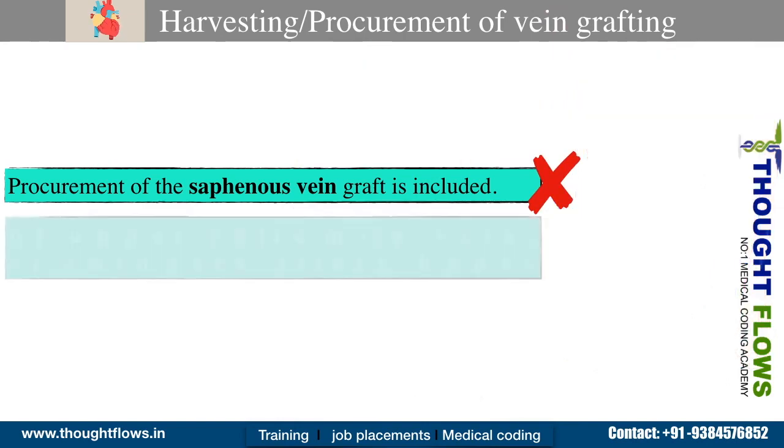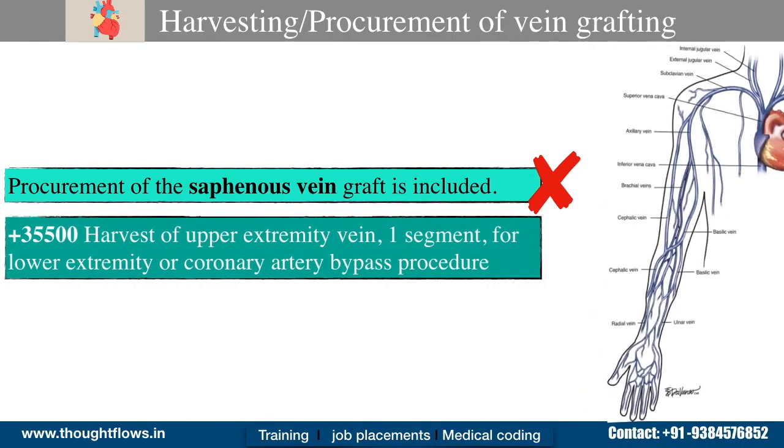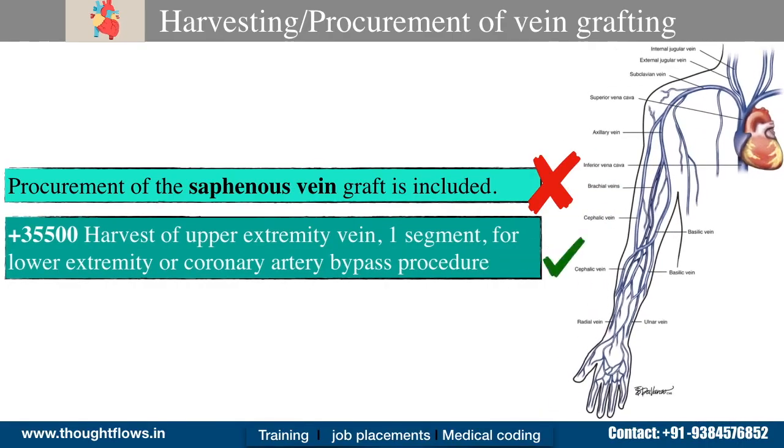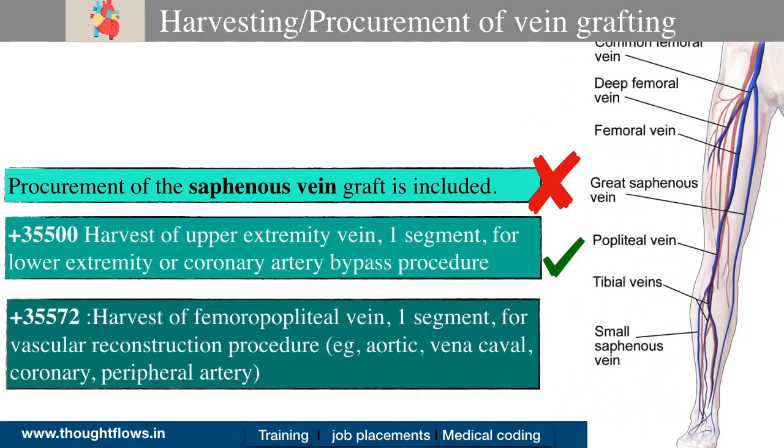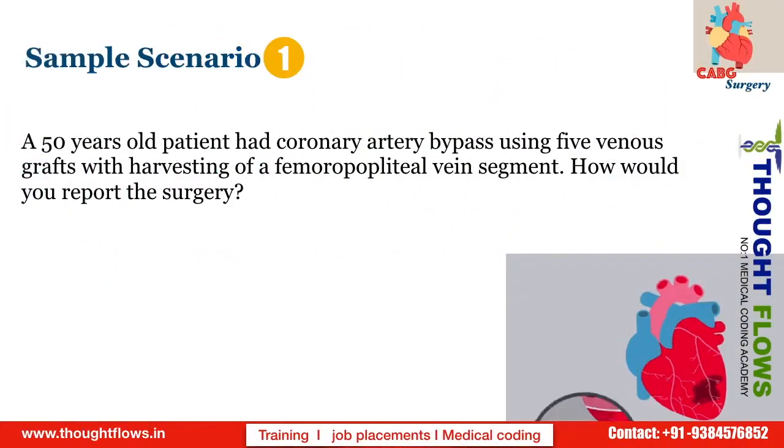Other veins like upper extremity vein harvesting will be coded separately with 35500 code. And for the harvesting of femoropopliteal vein, we have to use the code 35572 along with CABG surgery. And now we'll see one sample scenario.